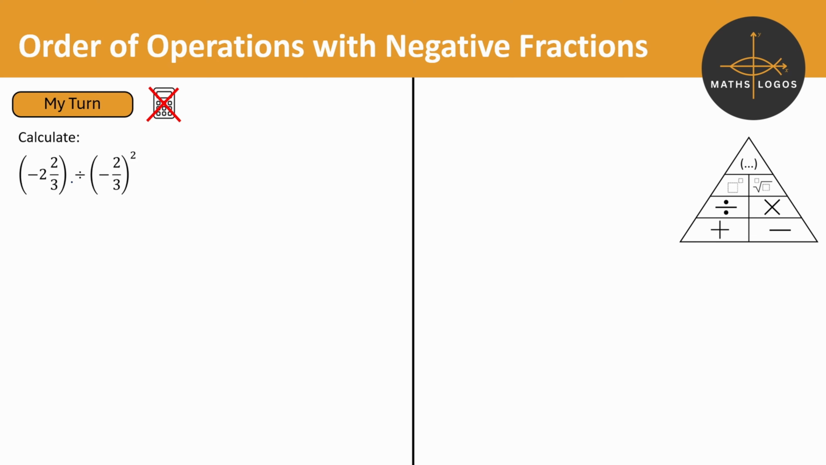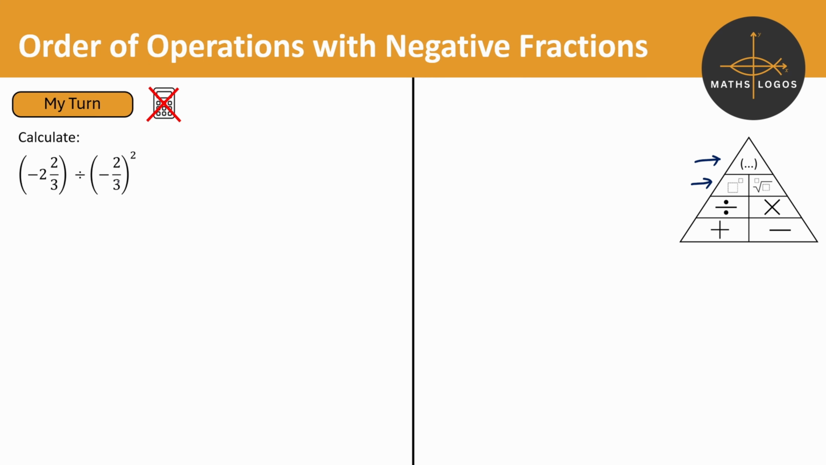So our next example involves some powers and some mixed numbers. So let's have a look. Negative 2 and 2/3 divided by negative 2/3 all squared. Let's go over to our order of operations. We don't have any brackets as such. I mean, obviously the negatives are in brackets, but what I mean by that is we don't have any calculations inside the brackets. Our next level is indices, and we do have some of that.